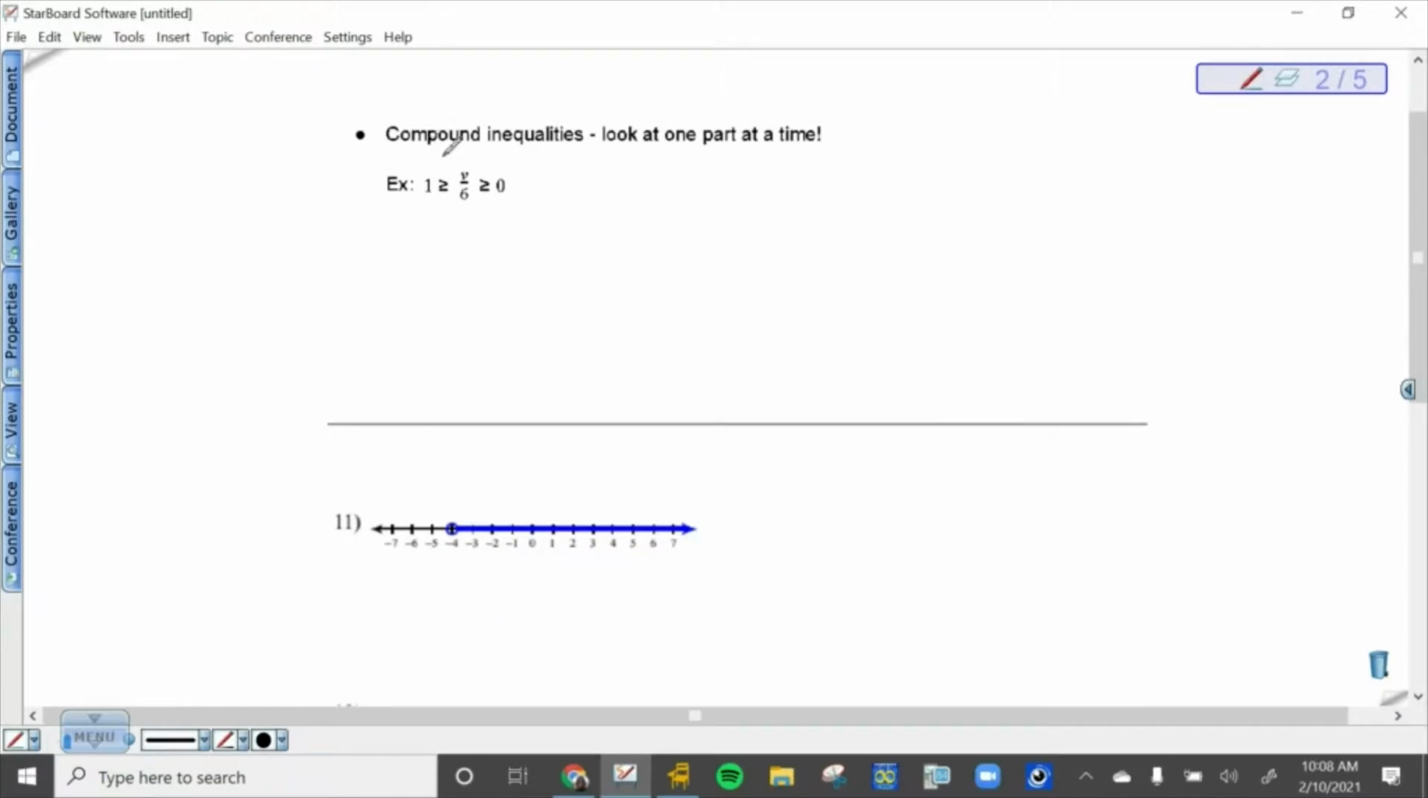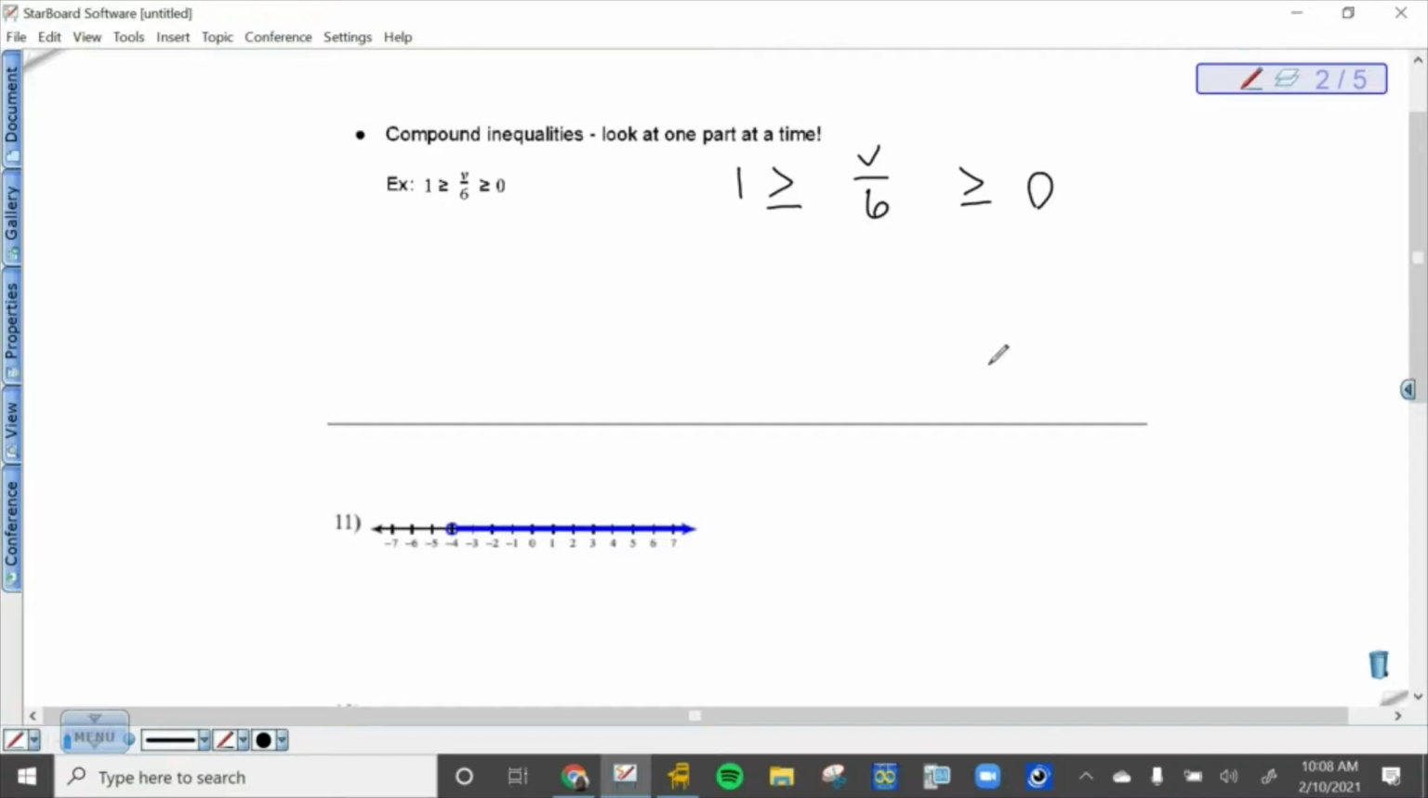So when we're taking a look at compound inequalities, that's going to be toward the end of your packet. I want you to look at just one part at a time. It's almost like there are two equations there. So we've got this one, I'm going to rewrite it just so I have a little more room. 1 is greater than or equal to v over 6, which is greater than or equal to 0.